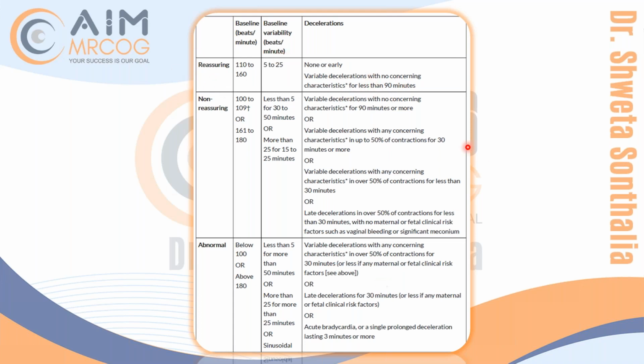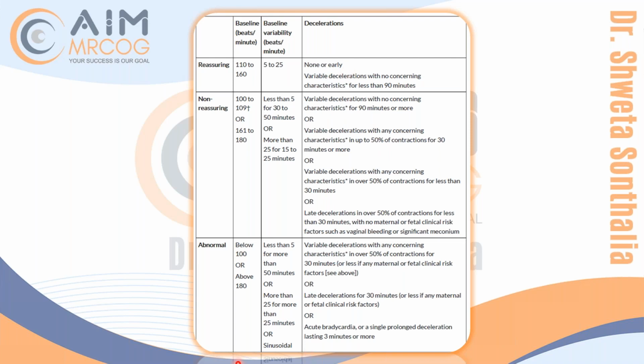Now, this is very difficult for me to remember in exam. How will I remember so much? 90 minutes more, less, 50% contraction, 30 minutes less, more. So definitely you can't memorize all the things because you'll keep getting confused in exam. So what's the best way of remembering it? Remember the reassuring, remember the abnormal, and then whatever falls in between, you will label it non-reassuring. Because sometimes in exam they ask you to categorize the CTG, what kind of CTG it is.